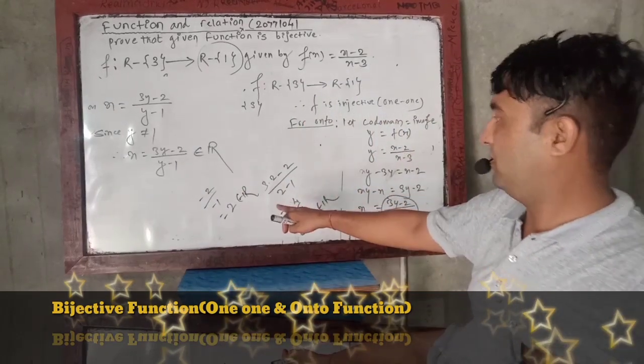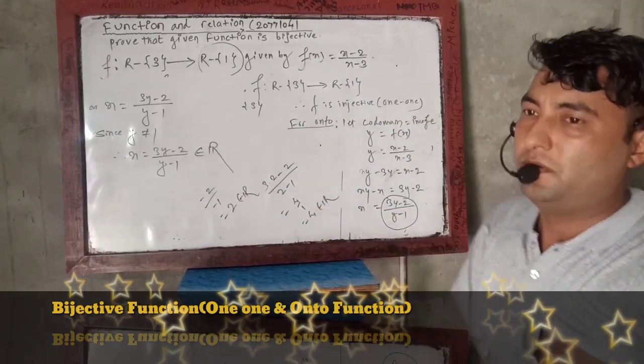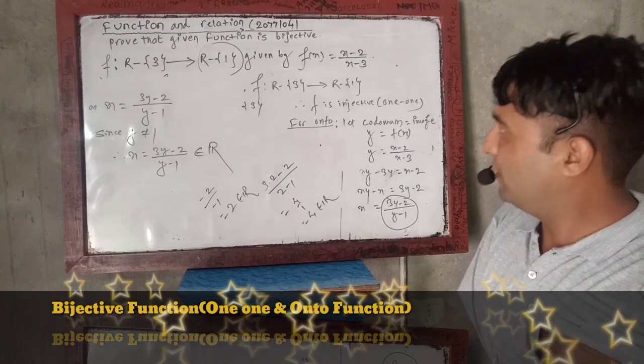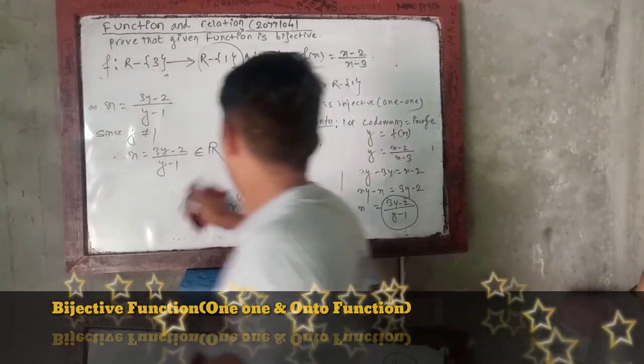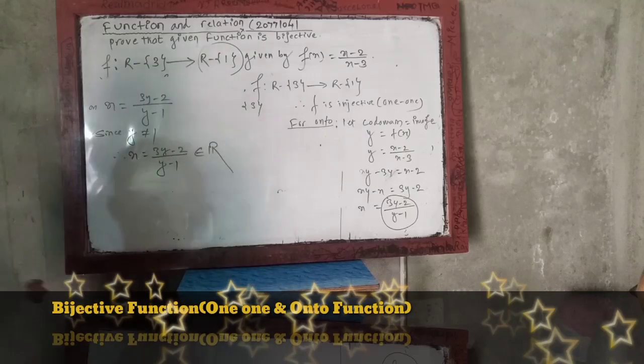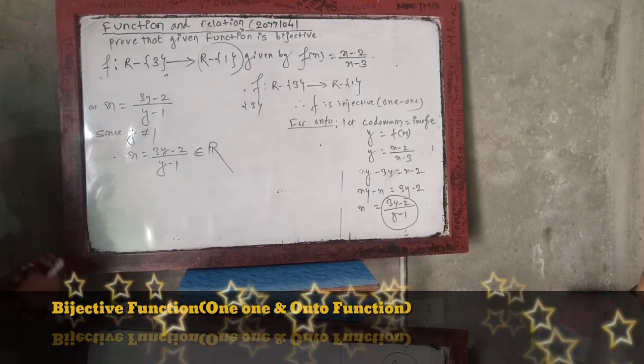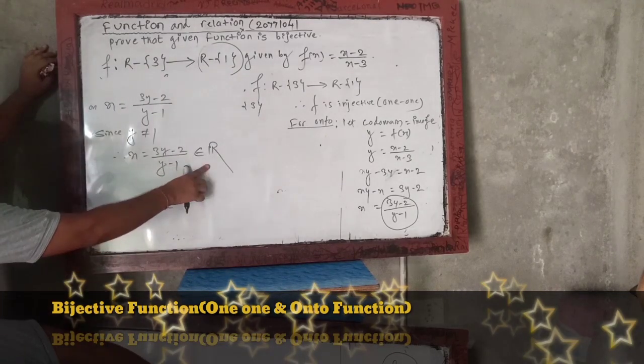Such a case will come. What value can x not take? It cannot be 3. So what do we do now? Since y is not equal to 1, therefore x equal to 3y minus 2 over y minus 1 falls in R. Okay?